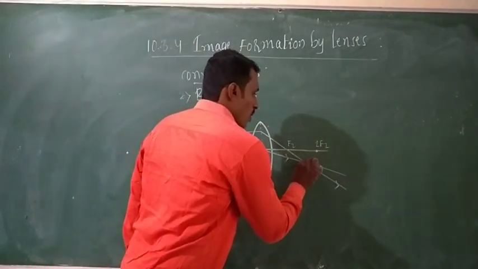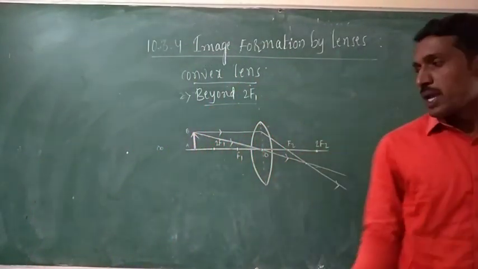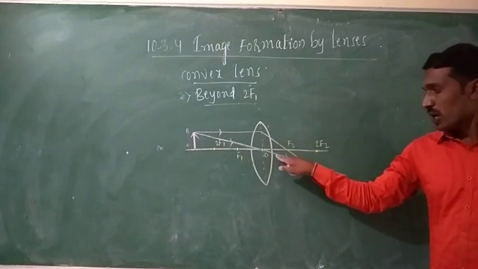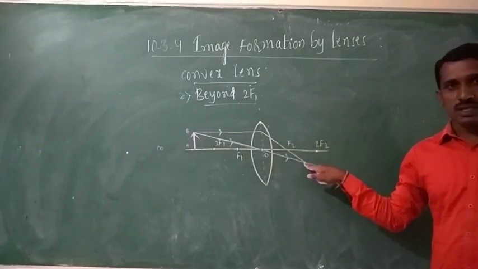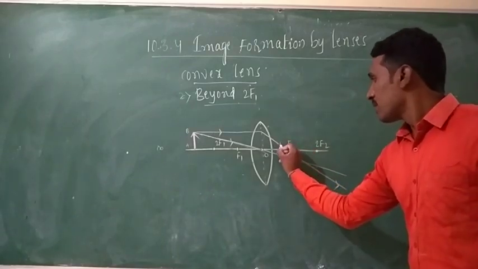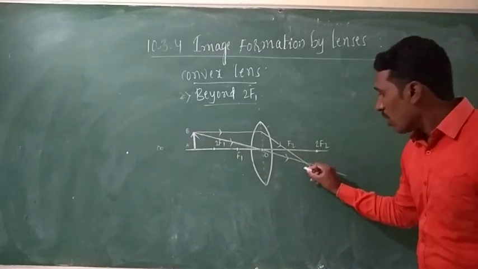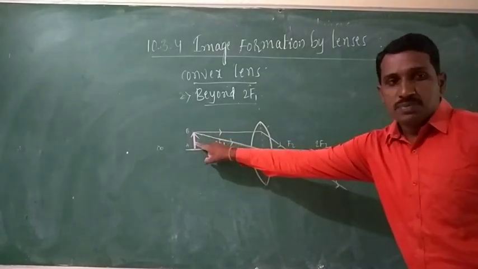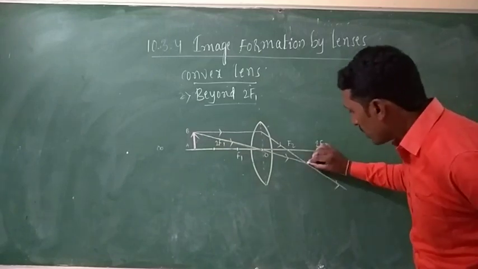What do you mean by image? A point where minimum two refracted rays meet. Okay, yes. First refracted ray, second refracted ray are meeting at this point. So, image of this object is formed at this point.